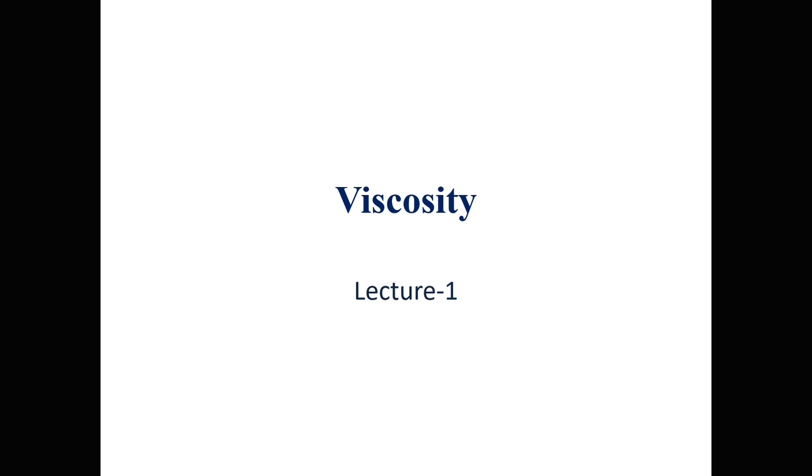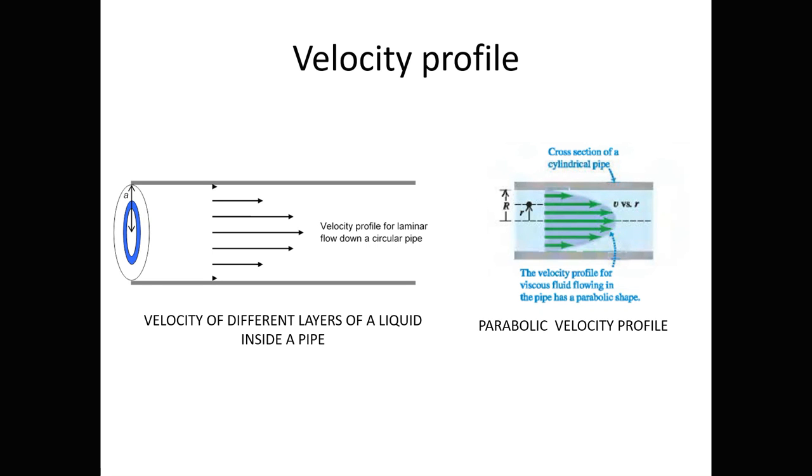Today I will discuss the preliminary idea about viscosity. In this figure, there are two pipes. This is a pipe, and this is the cross section of the pipe. Through this pipe, a fluid is flowing, like water or milk or honey.